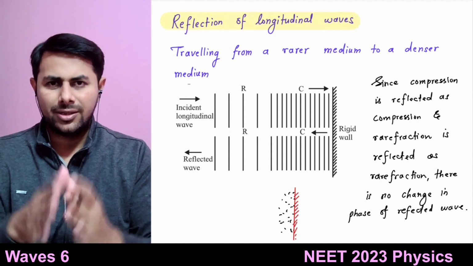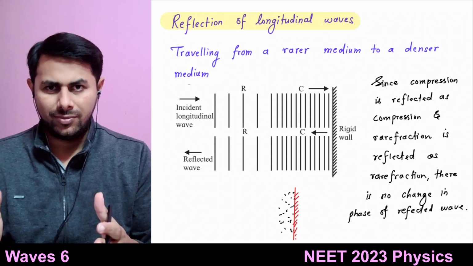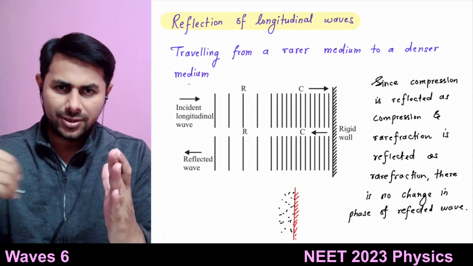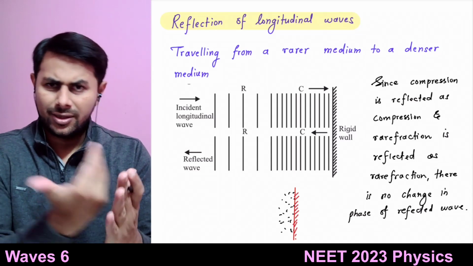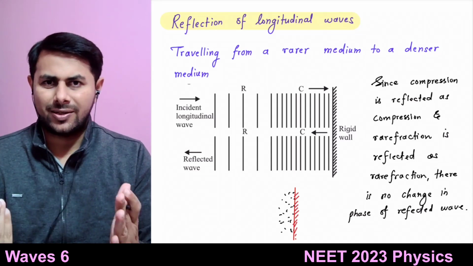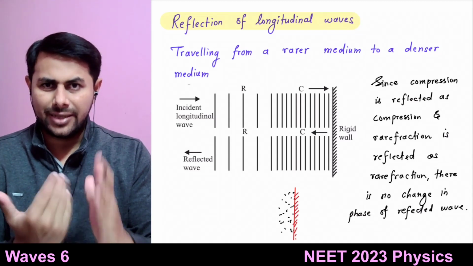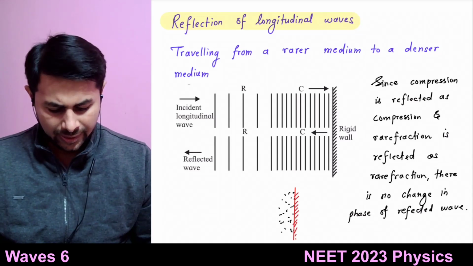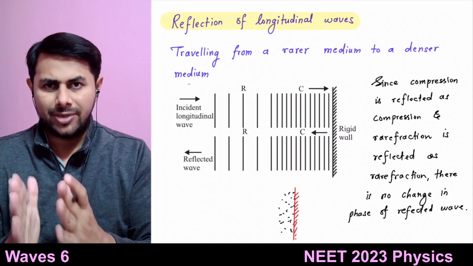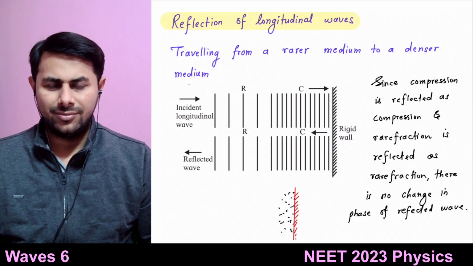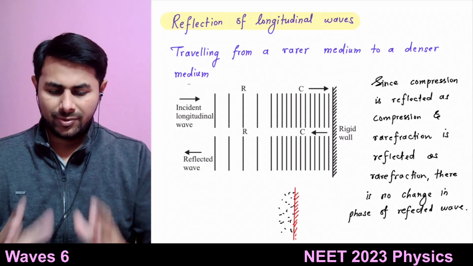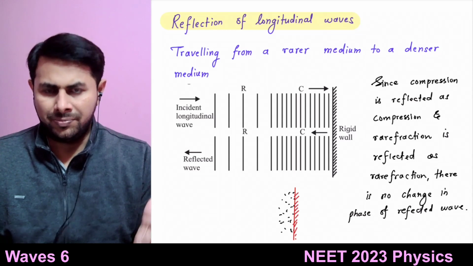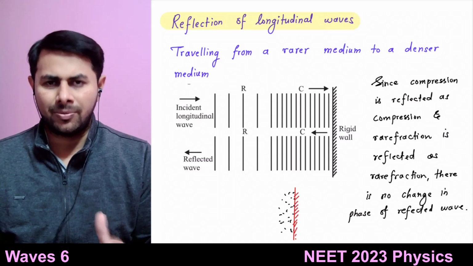Because it's a compression, the density of particles in that region is more, so there are a large number of particles. These particles collide onto the wall and get reflected back. They bounce back, and the wall remains where it is. The particles collide with the other particles, so the density of that medium does not decrease. So when the compression hits the denser medium, it gets reflected as a compression.